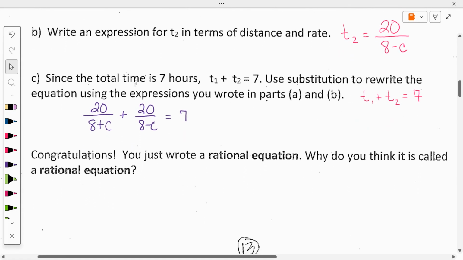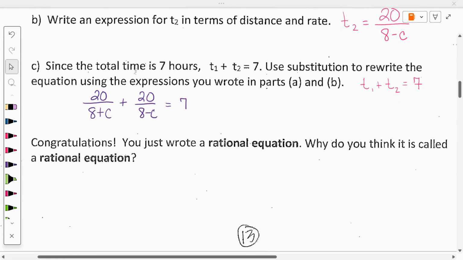Okay, but it says, congratulations, you just wrote a rational equation. Oh my gosh. You just wrote a rational equation. What do you think a rational equation is? Well, we all know that rational numbers are numbers that can be written as what? Fractions. Who said that? Good job. Yeah, rational numbers are numbers that can be written as fractions. Rational equations are fractional equations that have a variable in the denominator.